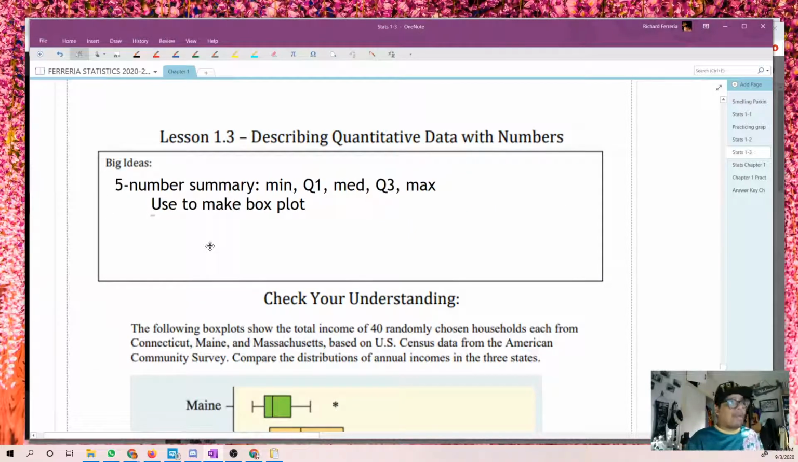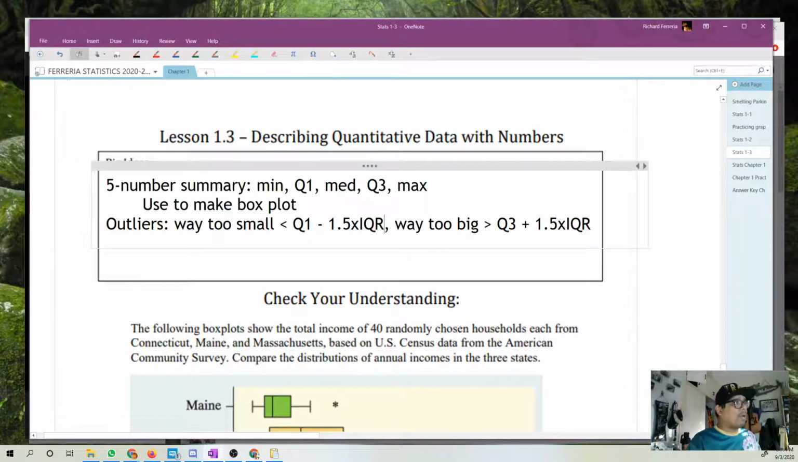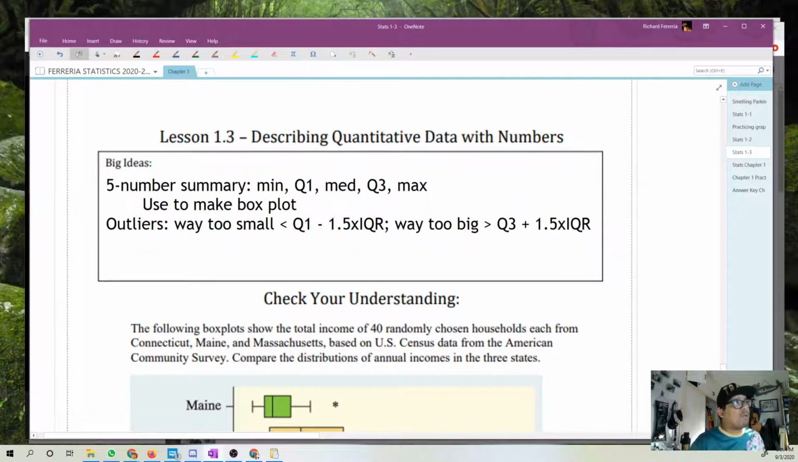Firstly, the 5-number summary is the minimum, Q1, the median, Q3, and the maximum. You're going to use those 5 numbers, the 5-number summary, to make a box plot. For outliers, way too small means that we are less than Q1 minus 1.5 IQR. Way too big would be any measurement or height in this case that is greater than Q3 plus 1.5 times IQR.